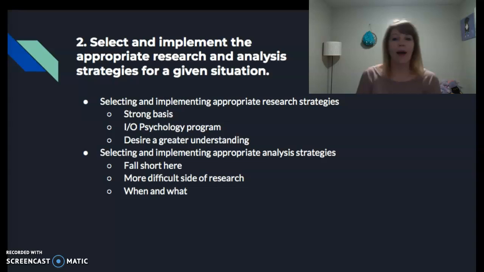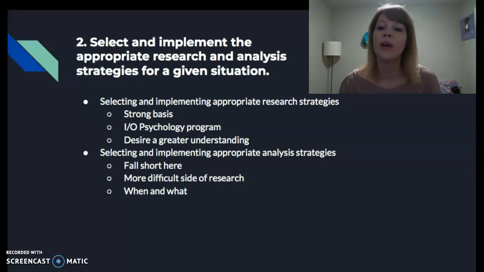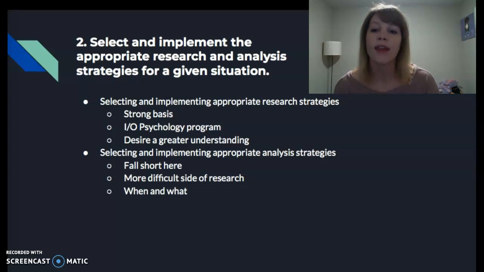I would say that I do have some experience related to selecting and implementing strategies, but I wish that I had a better understanding of this topic. I think the analysis part of research is really the more difficult side of research because there are so many different ways to analyze data, some appropriate and some inappropriate, so I think this is probably where I fall short.